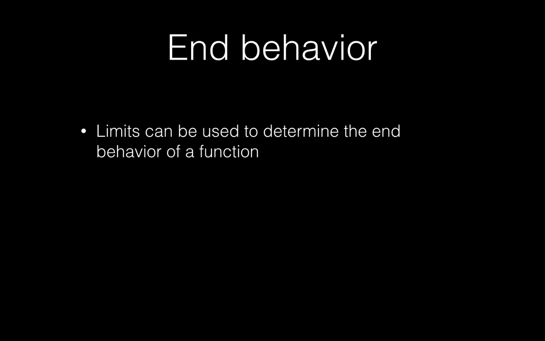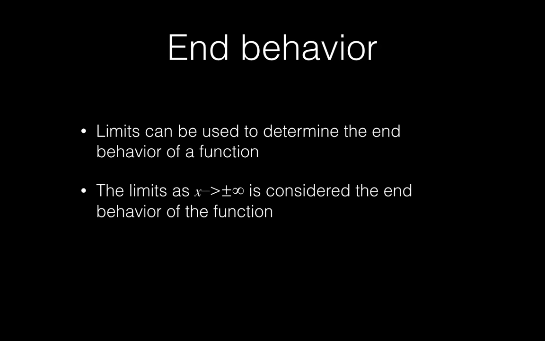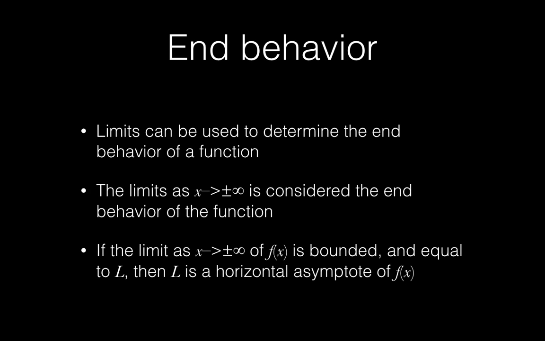End behavior. Limits can be used to determine the end behavior of a function. The limits as x approaches plus or minus infinity are considered the end behavior of the function. If the limit as x approaches plus or minus infinity of f of x is bounded and equal to L, then L is a horizontal asymptote of f of x. Now let me show you a graph of what end behavior is.